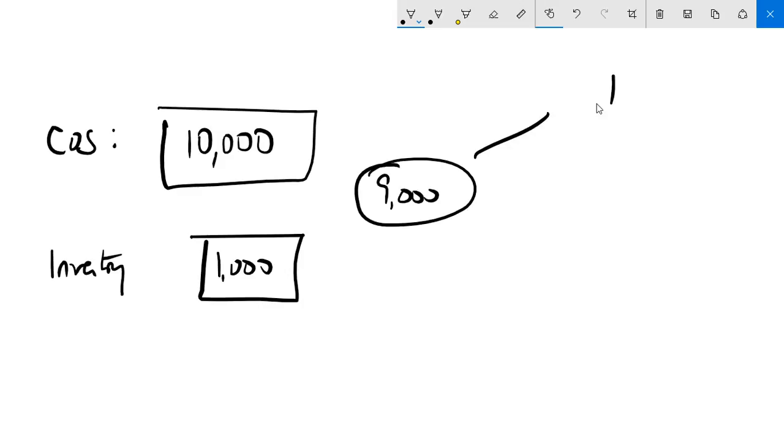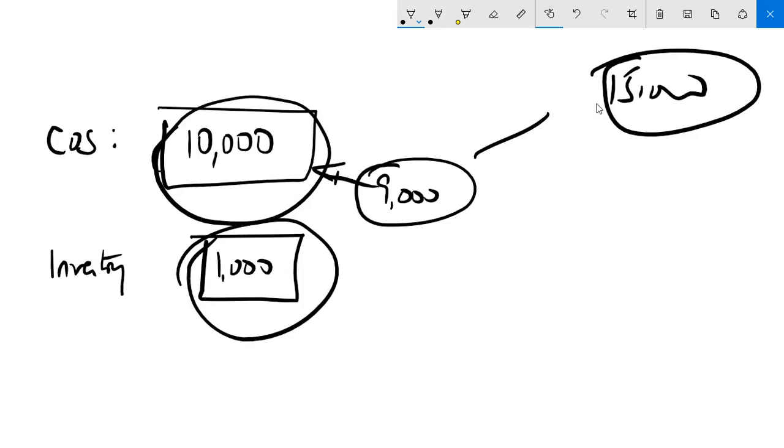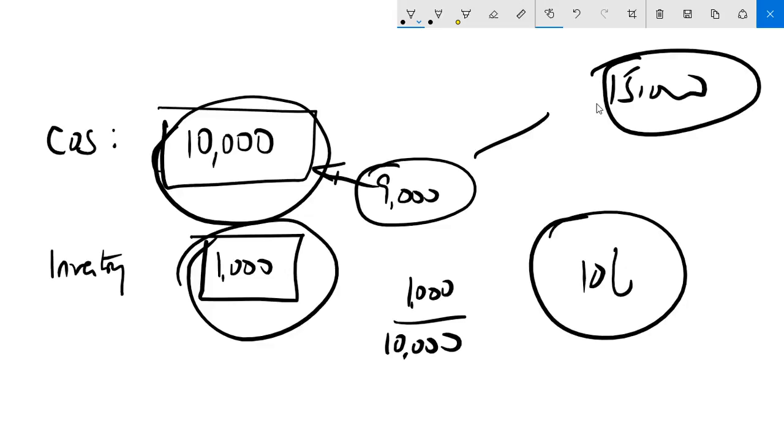You probably sold it for, what, 15,000? I don't know, whatever. The key point is that this is the cost of everything. You have £1,000 left of inventory. So of the £10,000 that you bought, you still have 1,000 left. If you're talking percentages, you have 10% of the goods that you actually bought left in your warehouse.